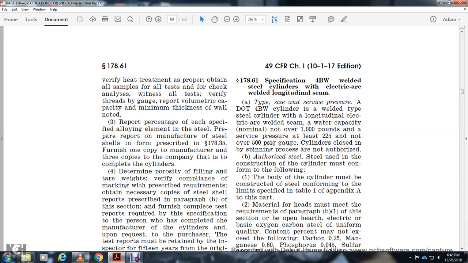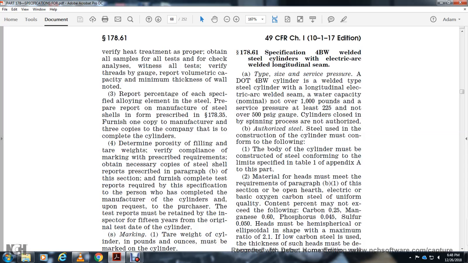Determine the porosity of the filling and the tare weight to verify compliance with the prescribed requirements, and keep the necessary copy of the steel shell reports prescribed. Furnish the complete test with the required specification to the manufacturer of the cylinder upon request. Test reports must be retained by the inspector for 15 years from the original test date. For cylinder marking, the tare weight of the cylinder in pounds and ounces must be marked on one cylinder.